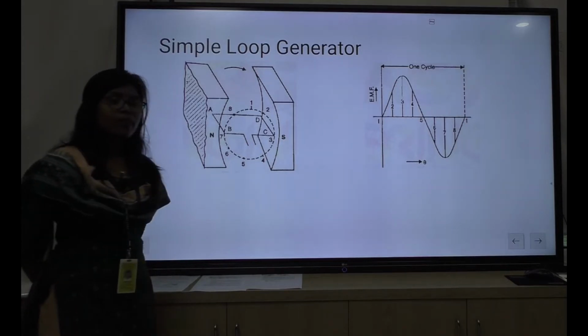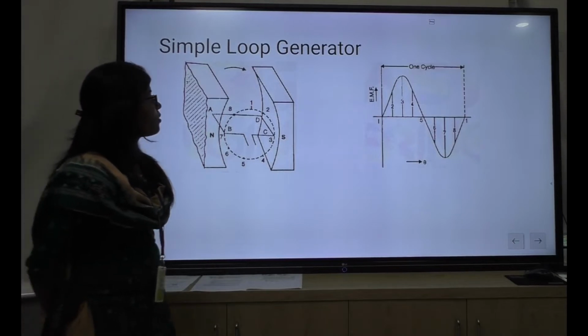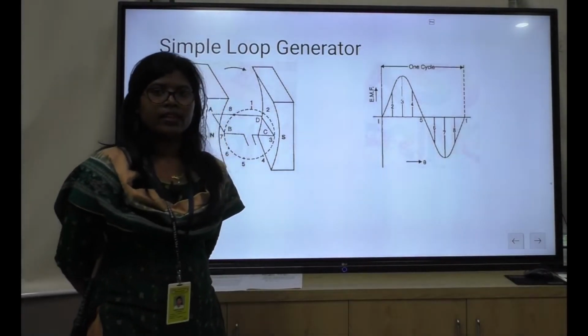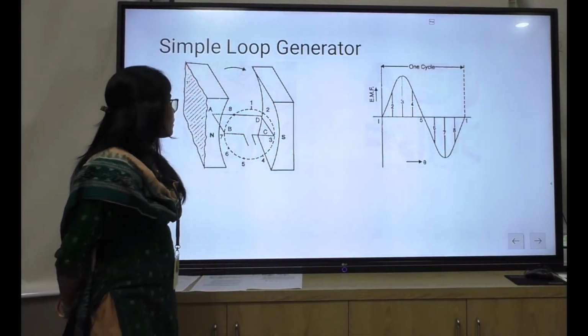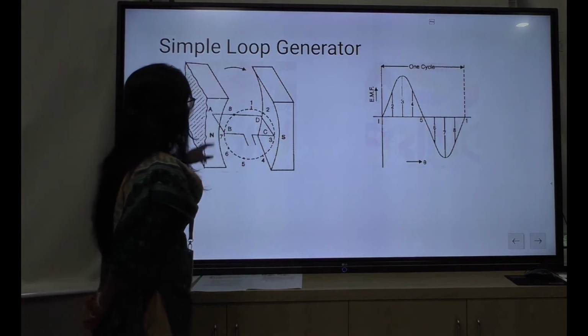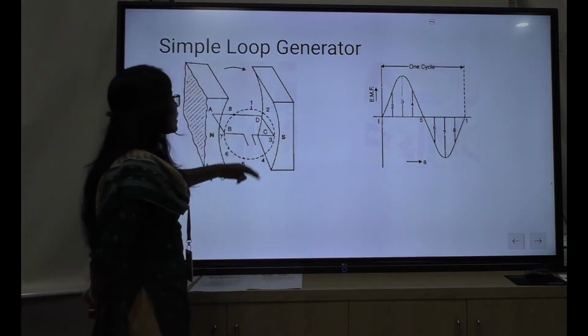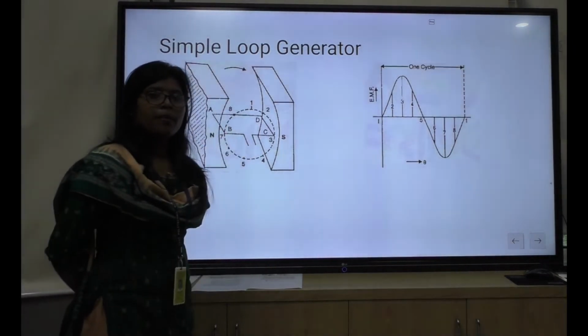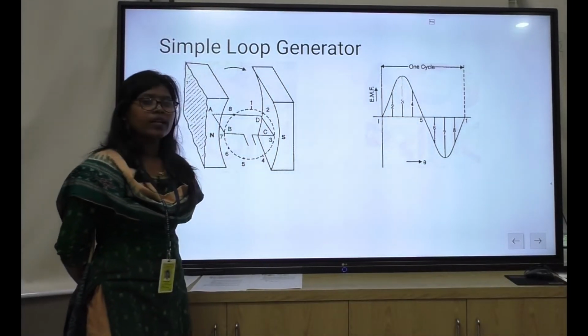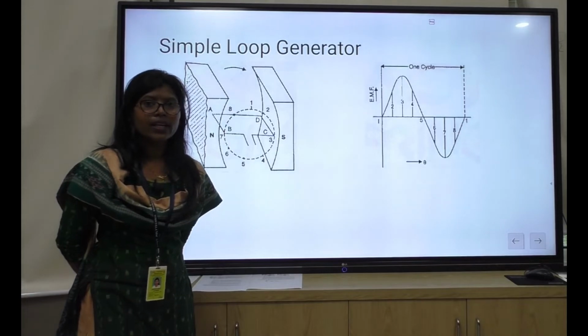Okay. So, EMF generated in the loop is alternating, but we want direct voltage. So, this alternating voltage can be converted to direct voltage by using a commutator. So, this commutator is also known as mechanical rectifier.